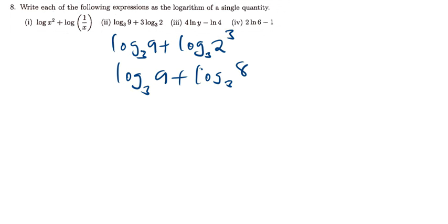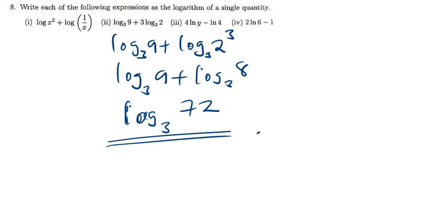Okay, so now to write this as a single logarithm, it is log base 3 of 9 times 8. So what is 9 times 8? 9 times 8 is 72. So that's the answer.